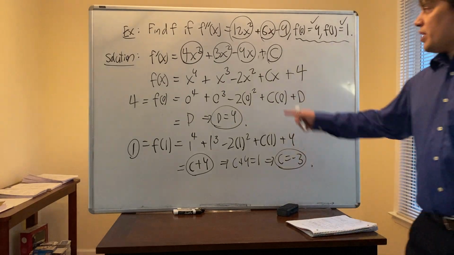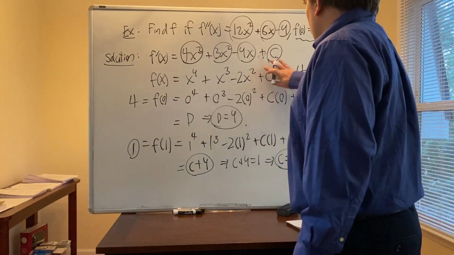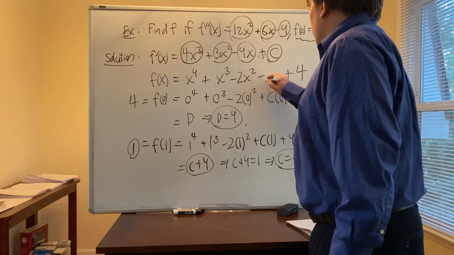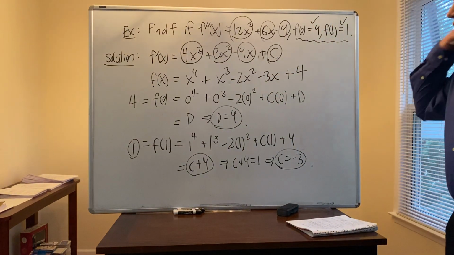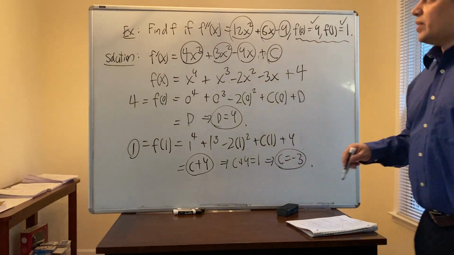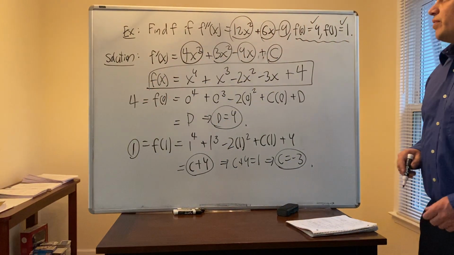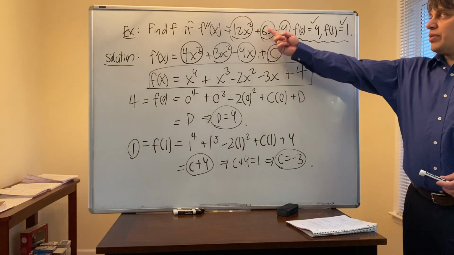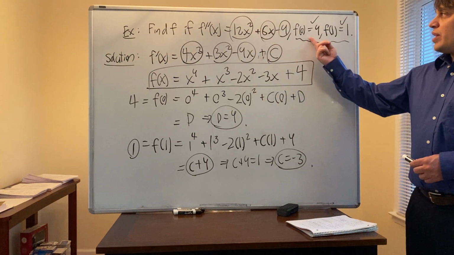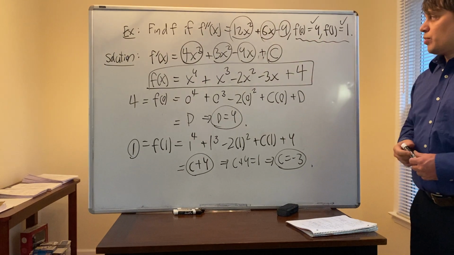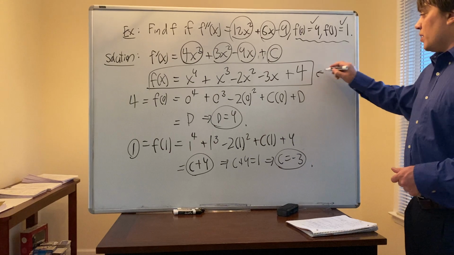And you plug in c equals negative 3 here. Minus 3 times x. And now this little f of x is the f of x we're trying to find, whose second derivative is that function, and such that f of 0 equals 4 and f of 1 equals 1. That's the final answer.